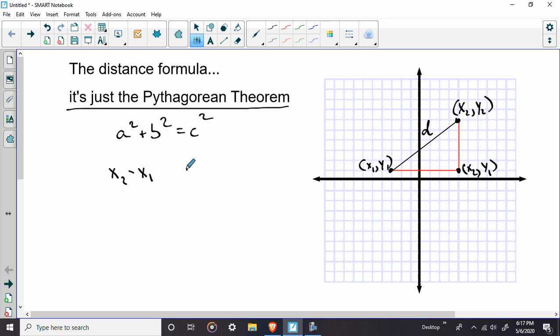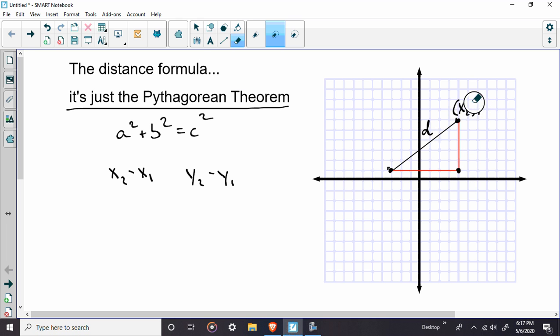Well, very easily, if I get rid of these for a second, well, we said that this bottom side right here was x2 minus x1. And this distance right here is y2 minus y1. So what do we know?